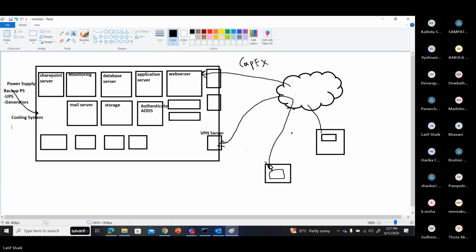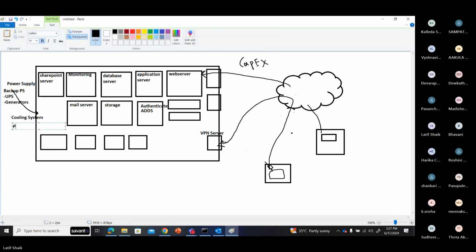So these are a few points. Next, we should not allow people to go inside, so we have to create some physical security. Physically, people should not have access, so you have to put in physical security.